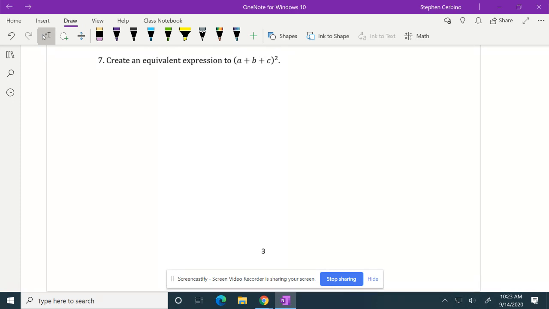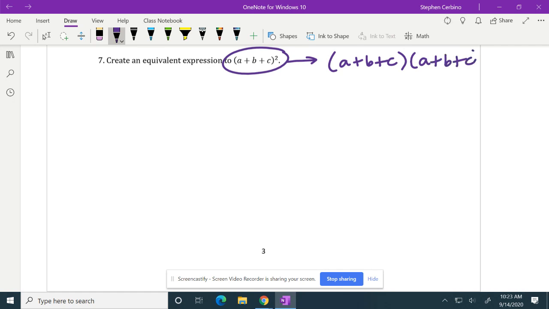Right? So number 7 is us going through and multiplying this crazy polynomial that has no numbers in it, and it says squared. Whenever I see something squared, we have to remember that means multiply it by itself. So I have x, a plus b plus c times a plus b plus c.